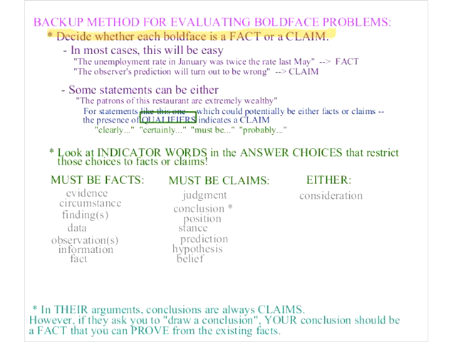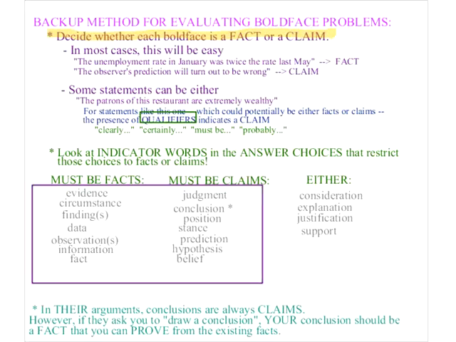Okay. And then as far as things that can be either, explanations can be either because you can use facts or claims to explain stuff. Justification is whatever you use to justify your conclusion, so that can be fact and claim. And then support. By the way, in this list also should be objection. Objections are generally claims.